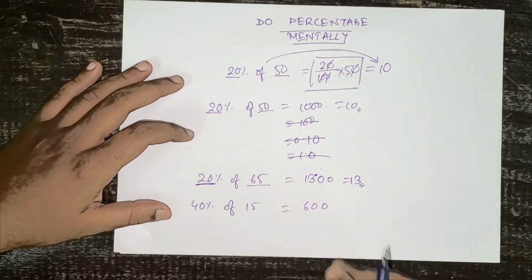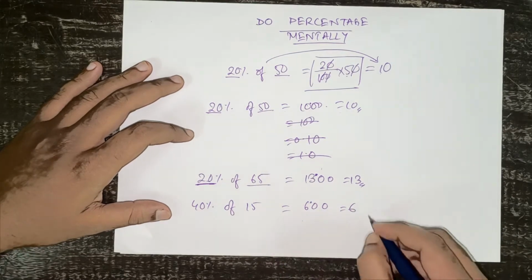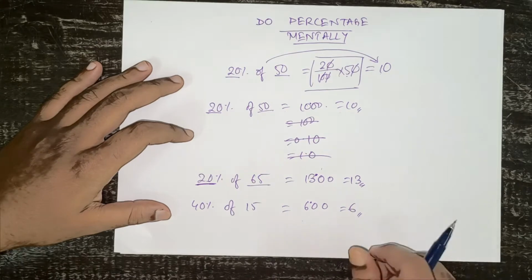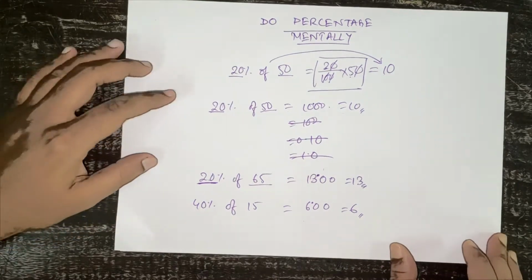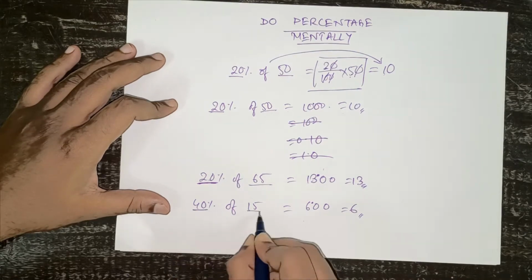And again, where do we have to place the point? Just 2 places behind. So 6.00, that is 6. 40% of 15 is 6. You can check it out by your traditional method. Okay, so now what will we do since this is very simple, 40 and 15 are simple.